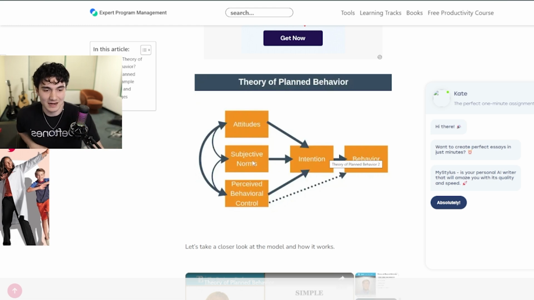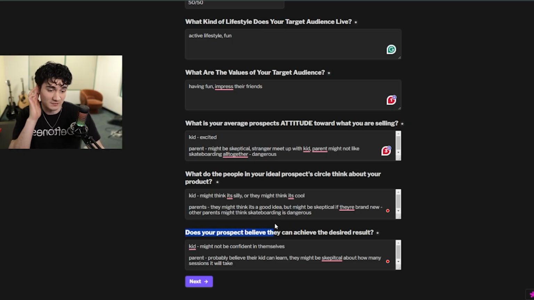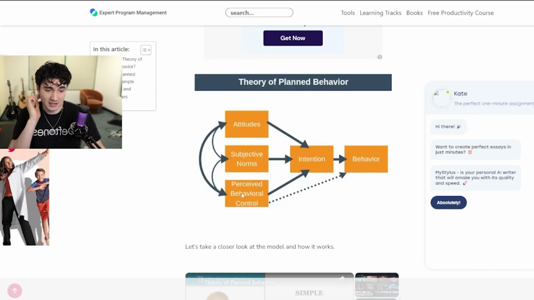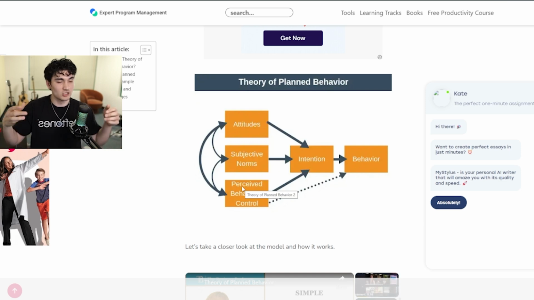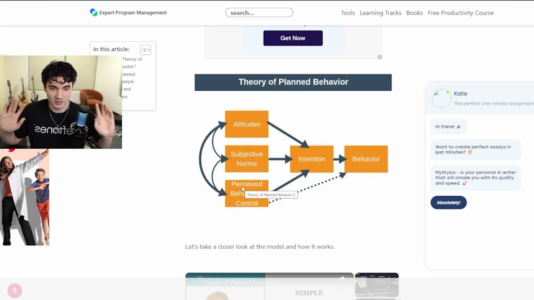So then we would have to tackle that in the content strategy as well to make sure that the subjective norms are positive. And then it comes down to whether your prospect believes that they can achieve the desired result. The kid might not be confident, so he might not want to do it. But that's why we can create content around showing the kid how to get quick wins, like teaching him how to do a kickflip in his room or how to push the right way. I don't skateboard, so I don't know all the terminology.